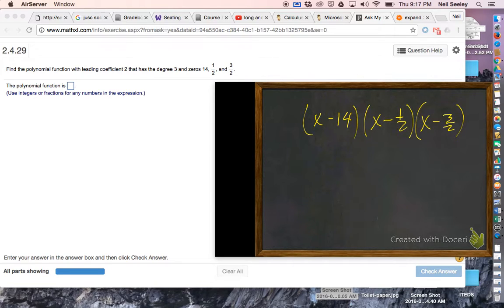If I multiply this out, x times x times x gives you x cubed, and everything's great. It does say the lead coefficient is 2, so the only thing you'd have to do is add the 2 in front. Now, in a perfect world, you would just type this into MyMathLab, and you would be done. I wish they would allow that, but they kind of don't.